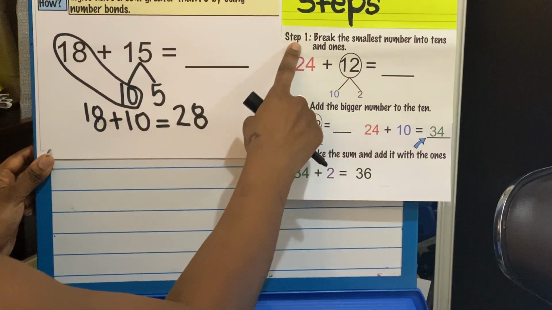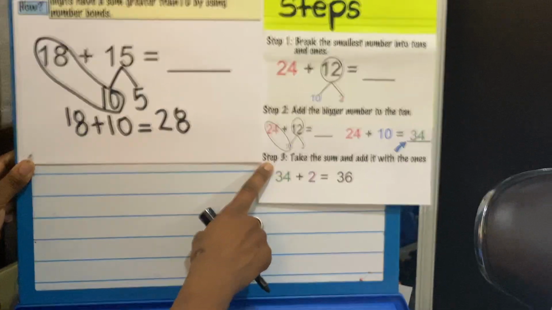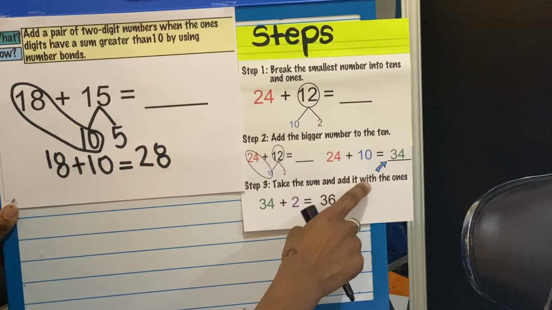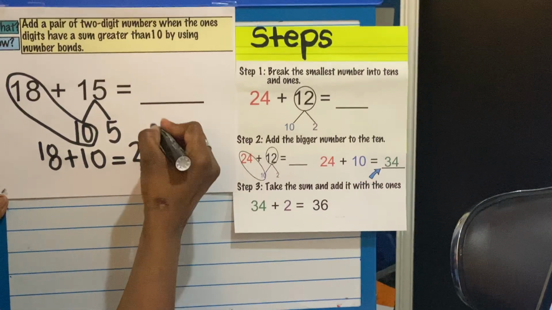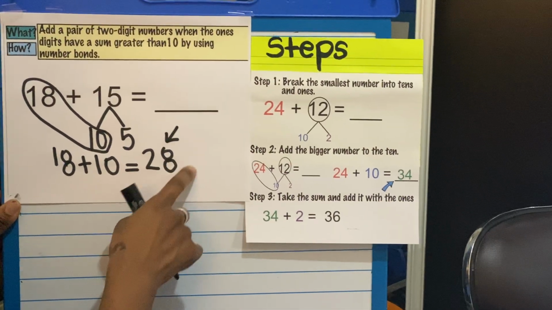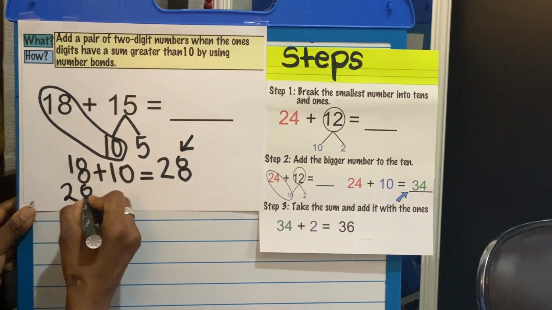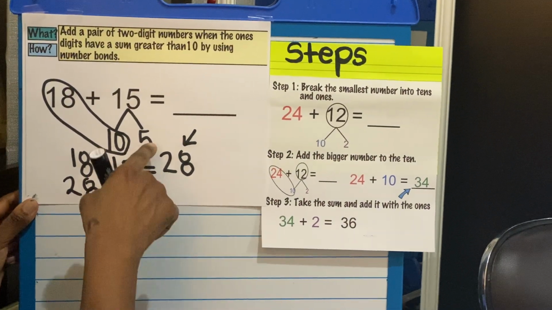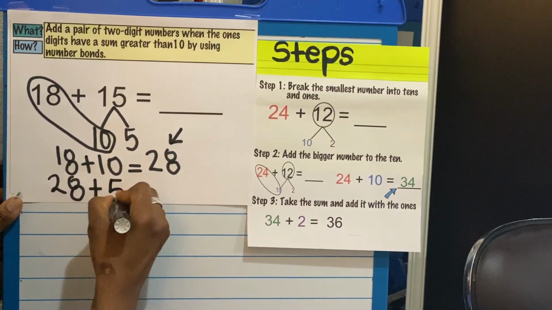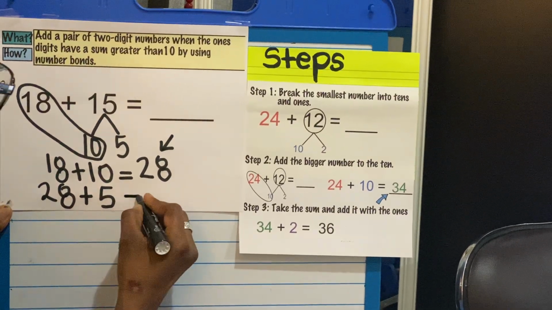So I did step 1. I did my step 2. Now I need to do step 3. And step 3 says, take the sum and add it with the ones. So here is the sum of 18 plus 10, 28. So I'm going to take 28 and I'm going to add it with the ones. Don't forget about this ones. I'm going to add it with 5. So I have 28 plus 5 equals.